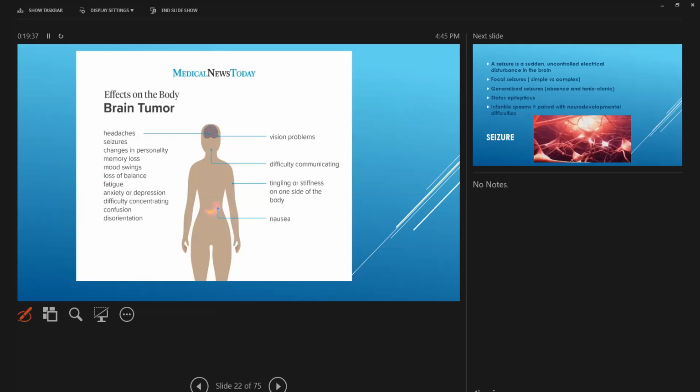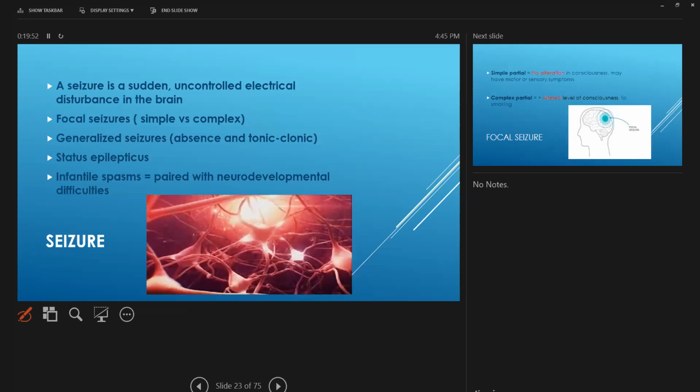So here's some of the effects of brain tumors on the body, but you can just see that there's a whole host of effects. And so sometimes we want to just keep this tucked in the back of our mind and keep it somewhere on that differential. So this moves us right into seizure.